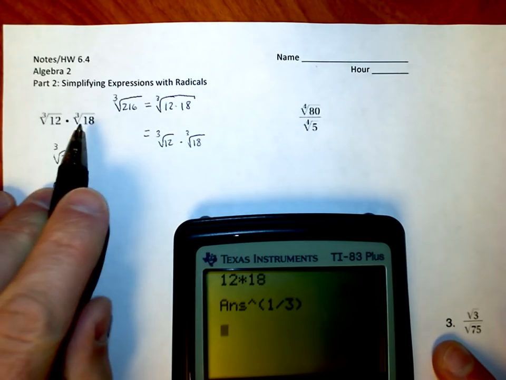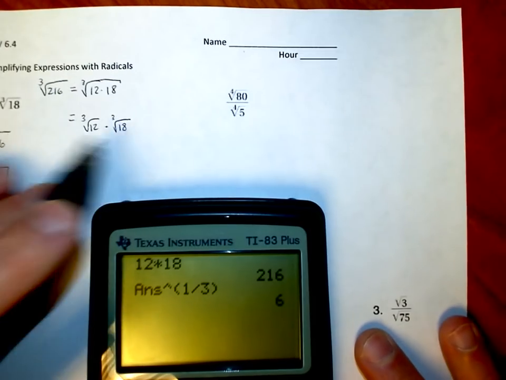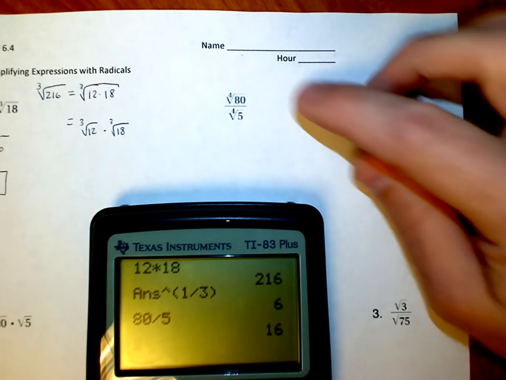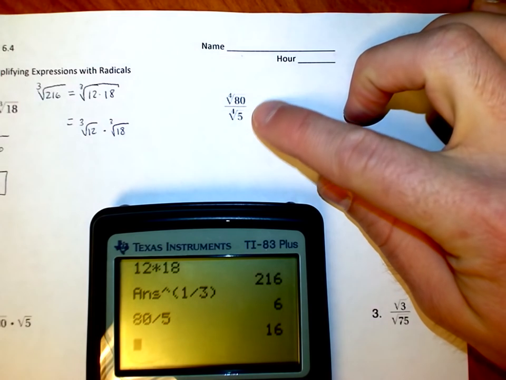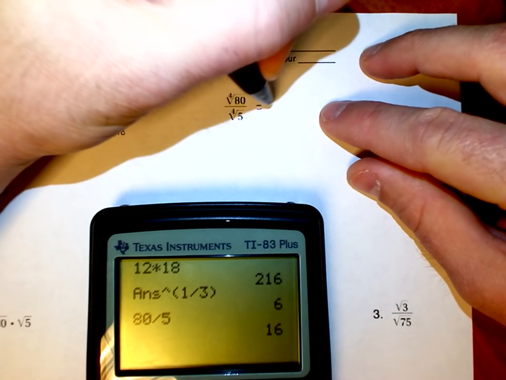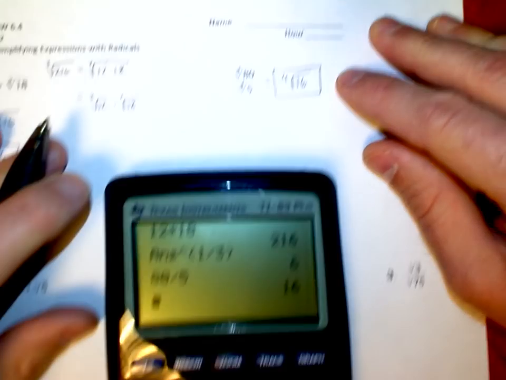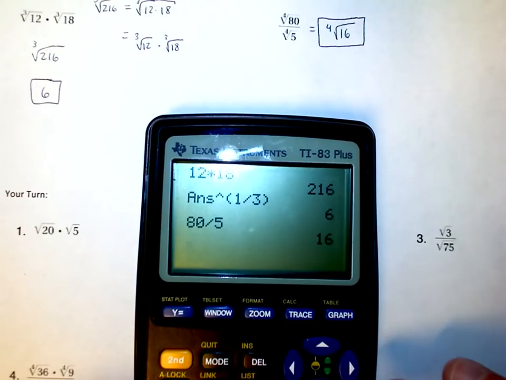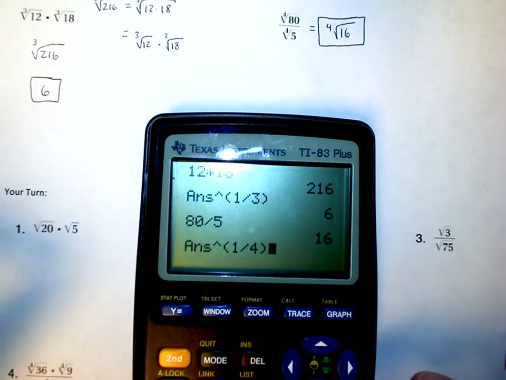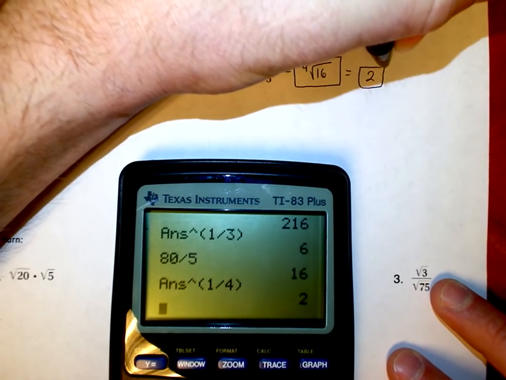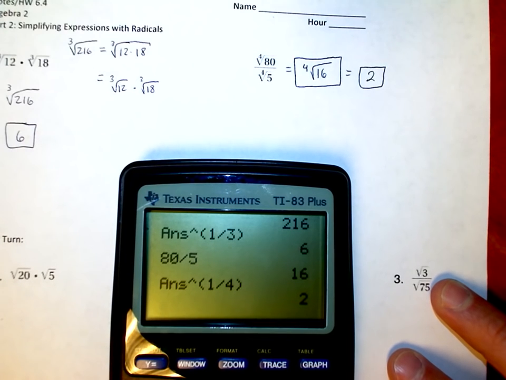So if I can take 12 times 18 here, it would make sense if I could take 80 divided by 5 here, and that actually is the case. That's the fourth root of 80 over the fourth root of 5, and 80 divided by 5 is 16. So that is actually the fourth root of 16. Now if I take that on my calculator and raise 16 to the 1/4 power, do I get an answer? I do, it's 2. So the answer is actually 2 in this case. We don't want to circle that one. I don't know why I did that.